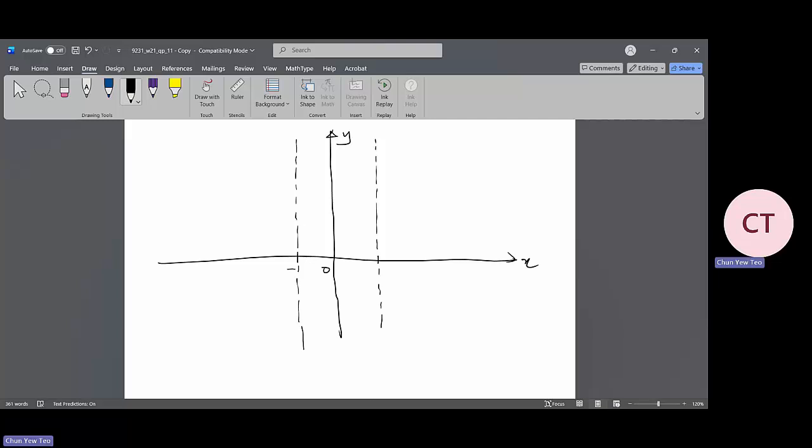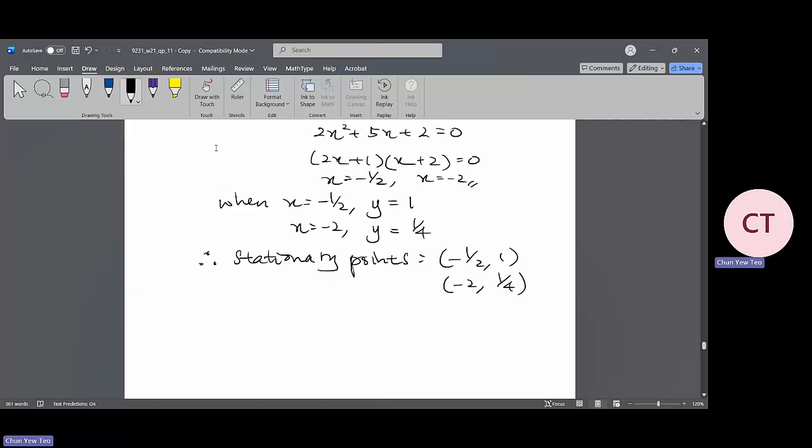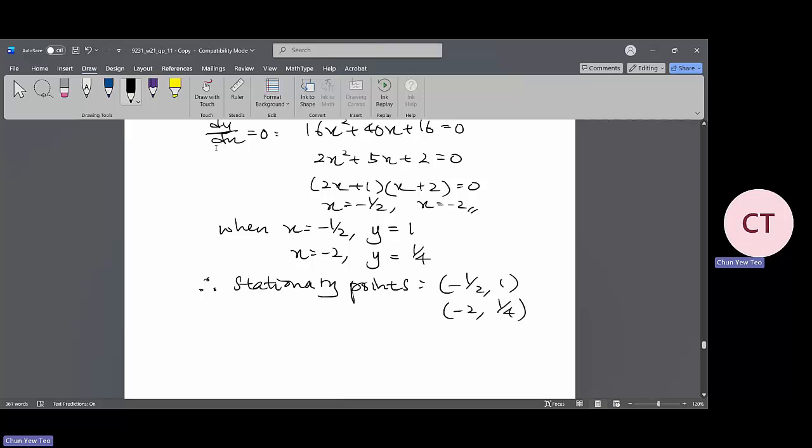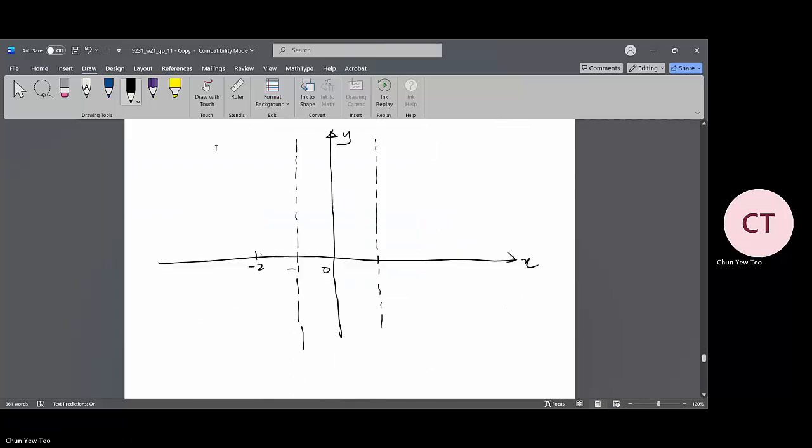So this is a negative 2. Negative 2 because we have a point called negative 2, 1 over 4, and negative half, 1. Okay, 1 is over here. Negative half is over here. Then negative, this one is a quarter, 1 over 4.